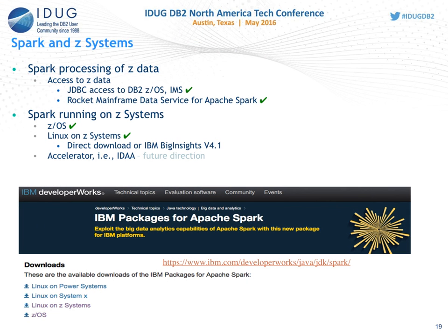Spark can be running on Linux on Z, and you can get a direct download, which is a standalone Spark package. Or you can get BigInsights version 4.1, which has Spark embedded in that package. Like I mentioned, IDA is on the roadmap for the Spark extension, and here's a link that you can download. It's open source, so it's free.